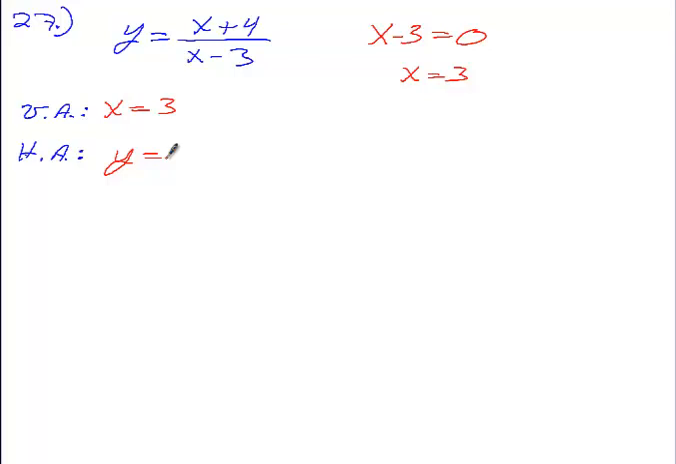So what's the lead coefficient on the numerator? 1, and what's the lead coefficient on x in the denominator? 1. So what's 1 divided by 1? So there's your horizontal asymptote. Everybody all right with that style? Yes, no, maybe? All right.